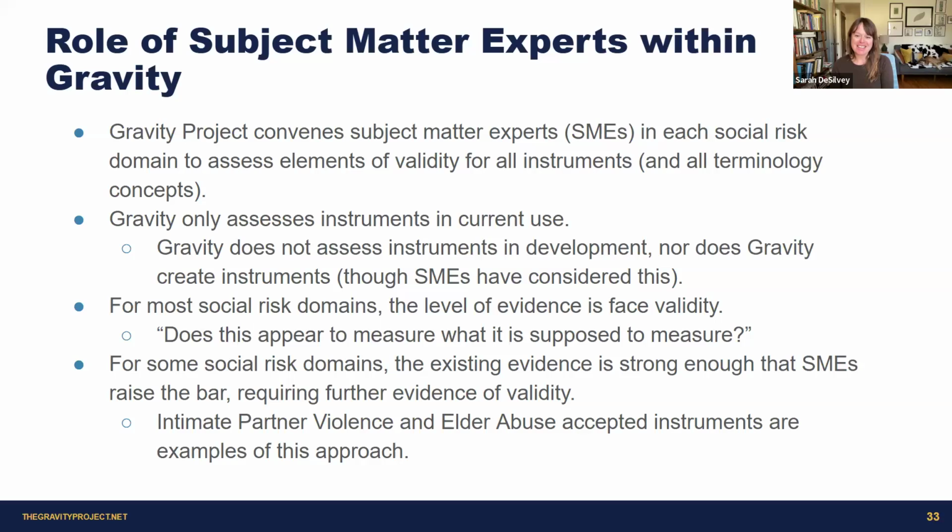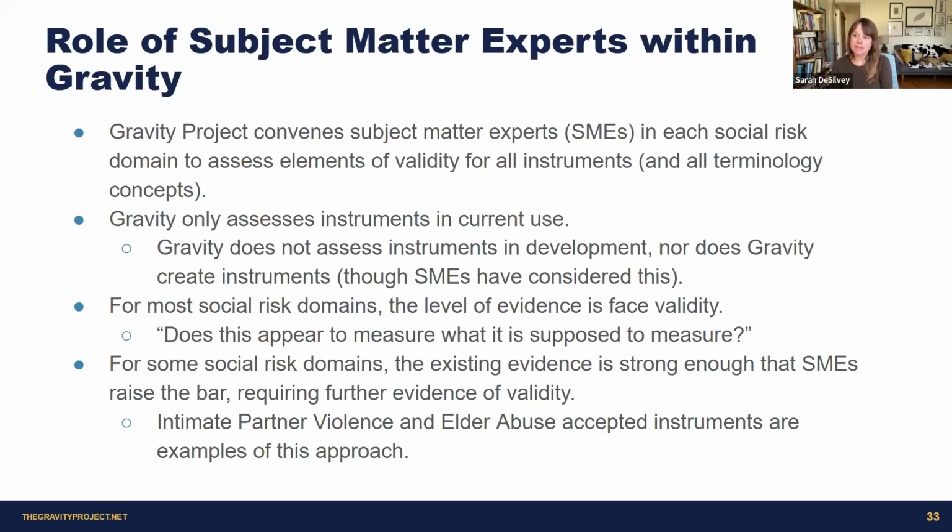For most social risk domains, the level of evidence for including in Gravity value sets is a level of evidence of face validity. Does this instrument appear to measure what it's supposed to measure? Just basically. We raise the bar in some instances if the existing evidence is strong enough. And this is when SMEs consider it's important from a risk-benefit analysis. Examples of us doing this are our work with intimate partner violence and elder abuse, where they only accepted instruments of robust psychometric status. There is a move in the ecosystem to raise the bar when appropriate.